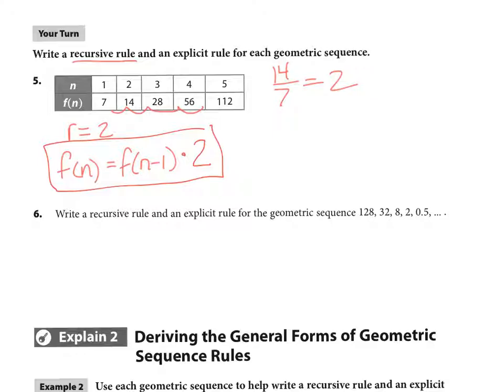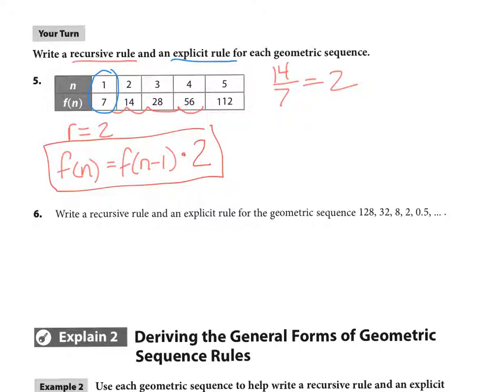Now, the directions say, and an explicit rule. This is a little more difficult. So how do you get the explicit rule? The explicit rule is just like we said with a linear. You always have a starting point. Our starting point here is not our zero term like with a linear function. Instead, it's our first term. Our first term here is 7.